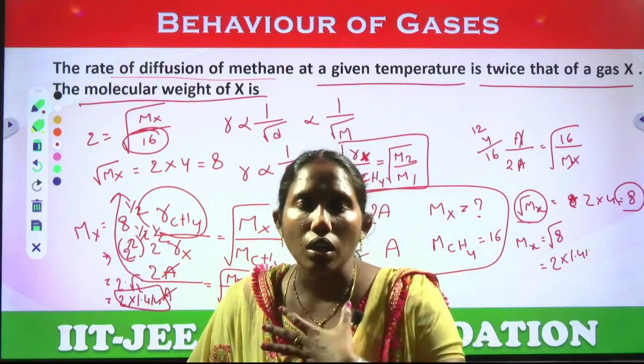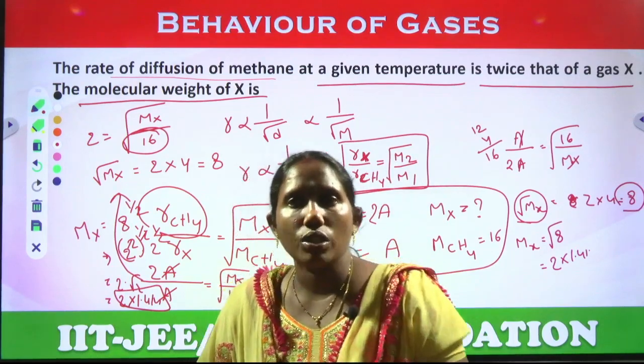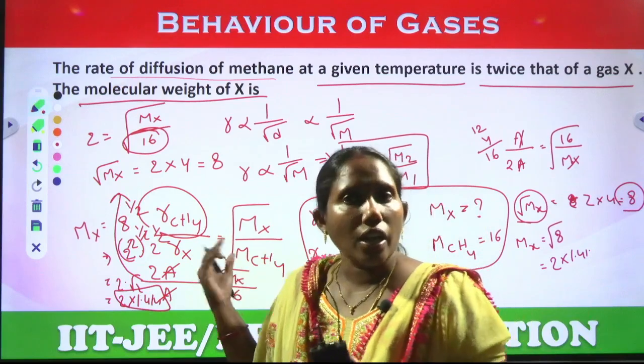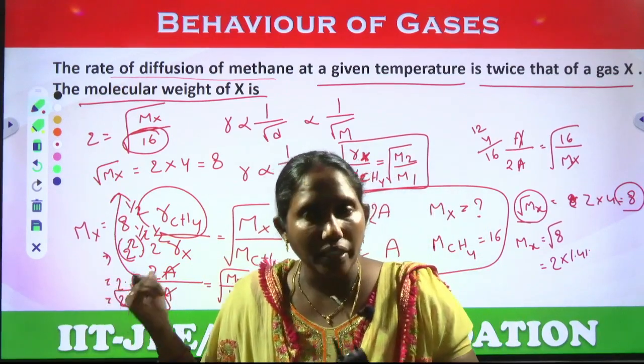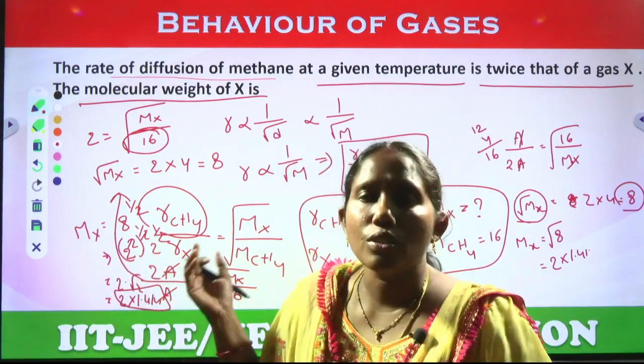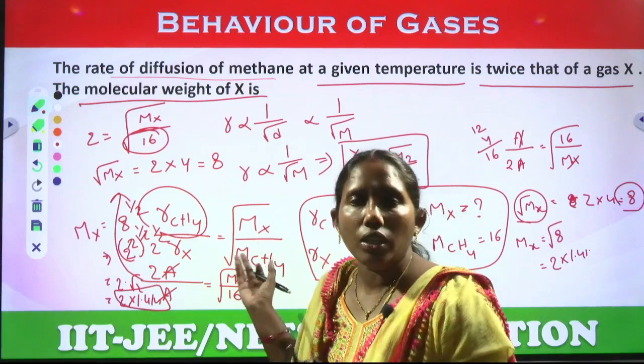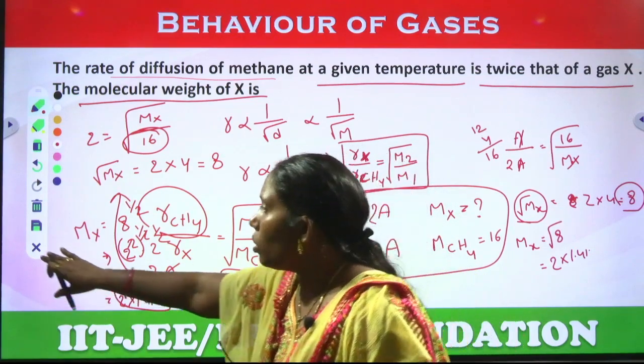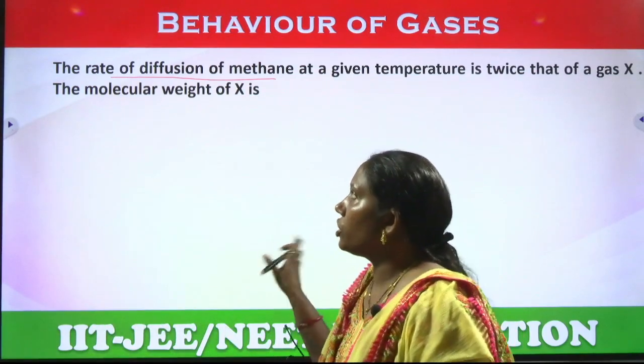So this is the process to do the problems based on diffusion. Not only on molecular weight, they can ask related to the volume and they can ask related to the density also. Same like this, we have to write the data and we have to solve this problem, right? Okay. So this is Graham's law of diffusion.